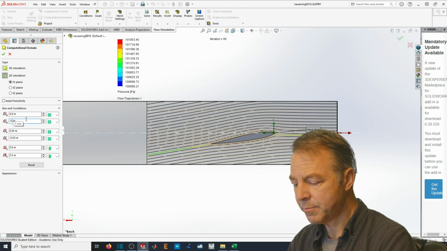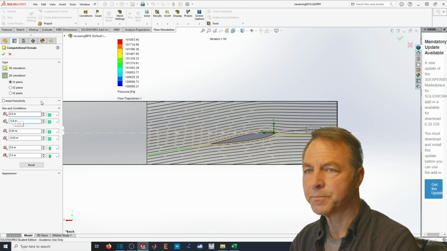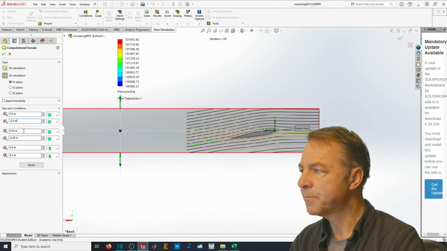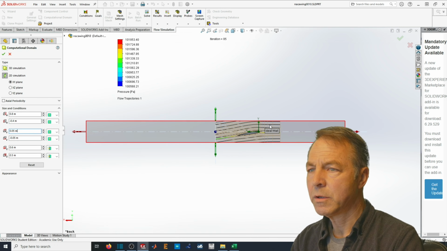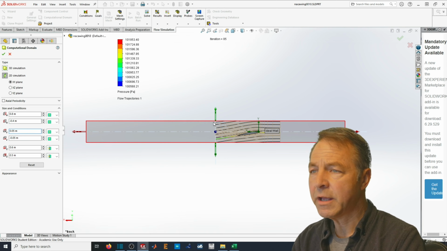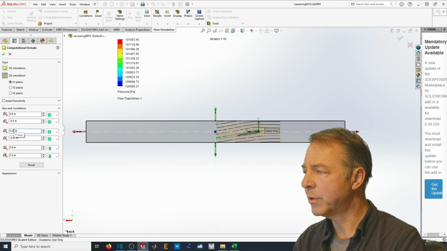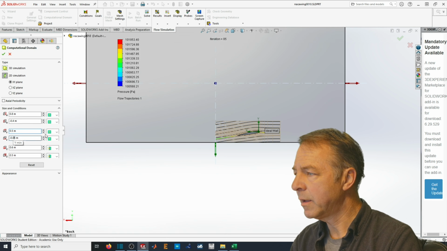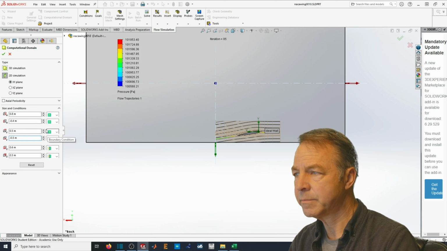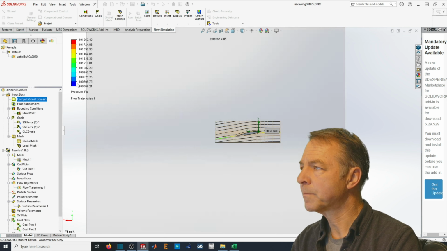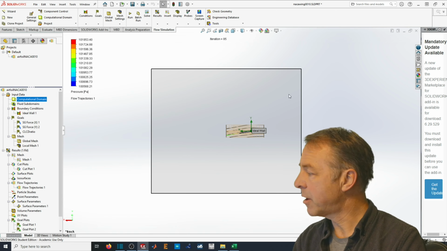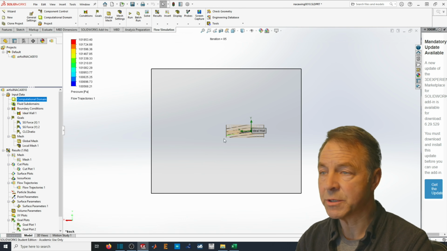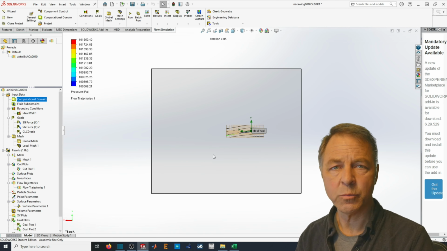And I'll go upstream 0.4. I didn't update there. There. So now it's a fairly long tunnel, and yet we still want to go above and below. So I'm going to go up 0.5 and down 0.5. So now you can see our computational region is quite big compared to the wing that we're simulating. Why, you're thinking, would that make a difference?